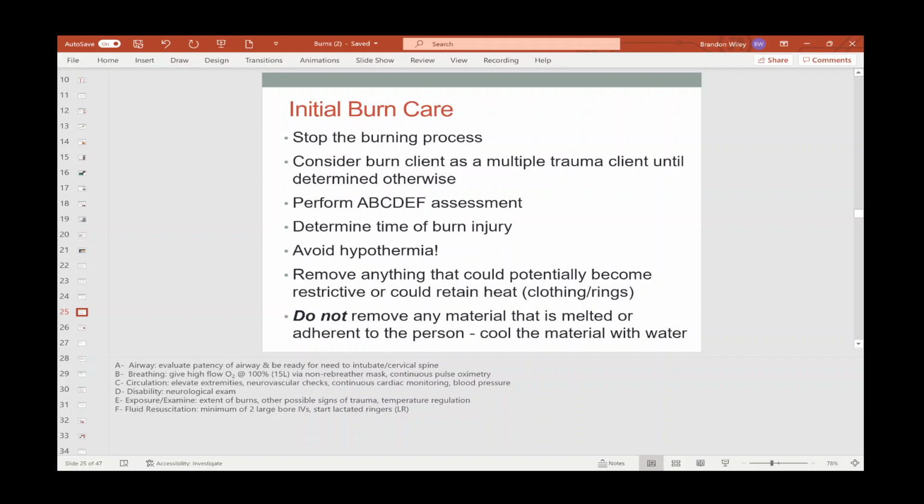Remove anything that could potentially become restrictive or could retain heat. So if you have clothing that is stuck, do we pull it off? No. Don't pull that off, but you cut around it. You want all their clothes off, so you're going to cut all the clothes off and make sure you get everything off. But if it's stuck, they'll take that. We're not going to do that, but they will eventually take that out in surgery if there's a lot of it.